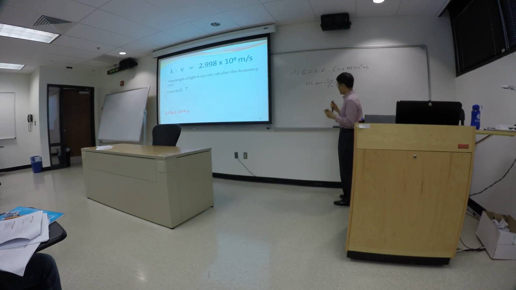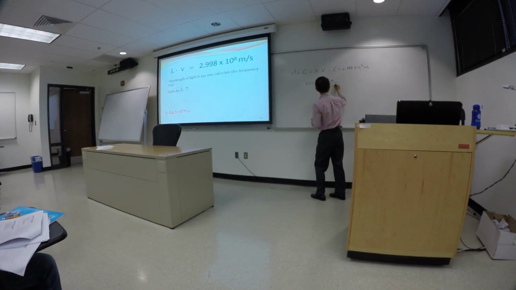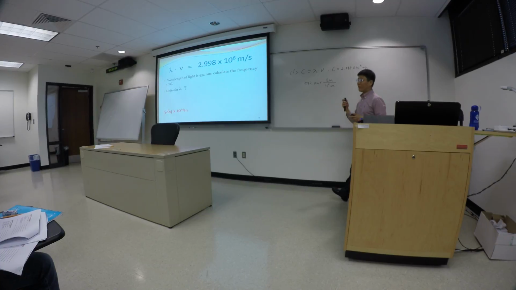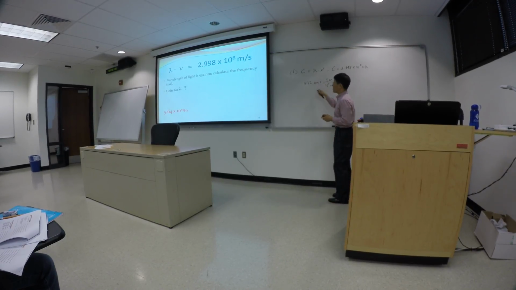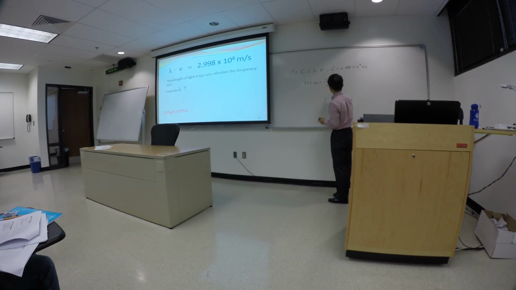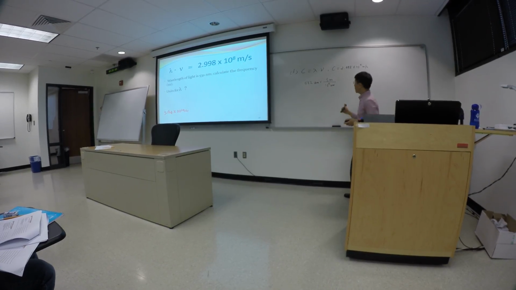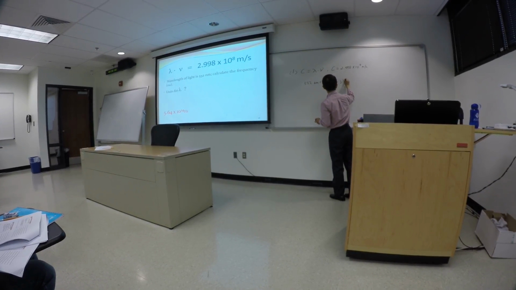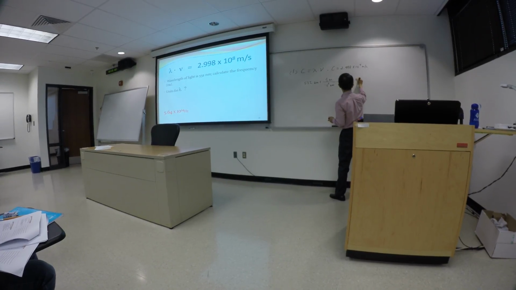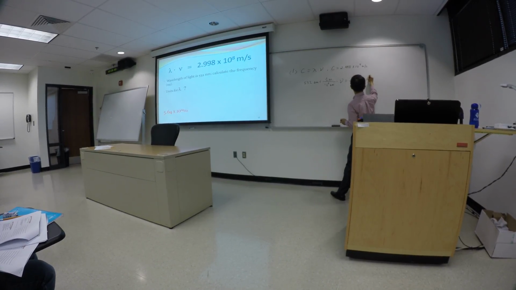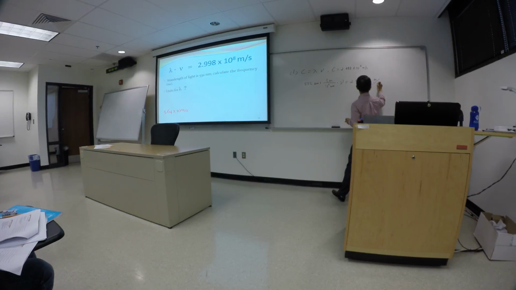It's the other way around. 1 meter equals 10 to the 9 nanometers. So this is the wavelength, and when you do this dimensional analysis, nanometer cancels out, times the known frequency, which equals 2.998 times 10 to the 8 meters per second.